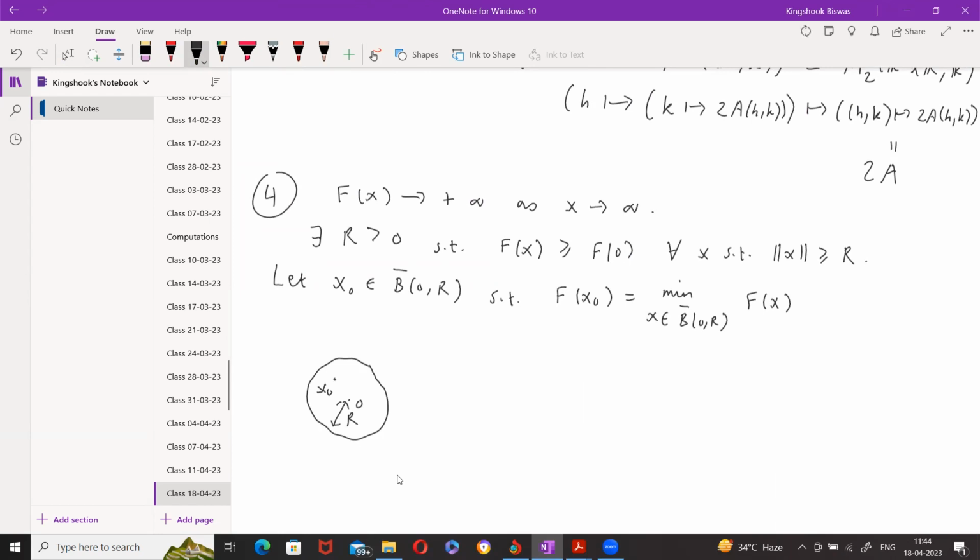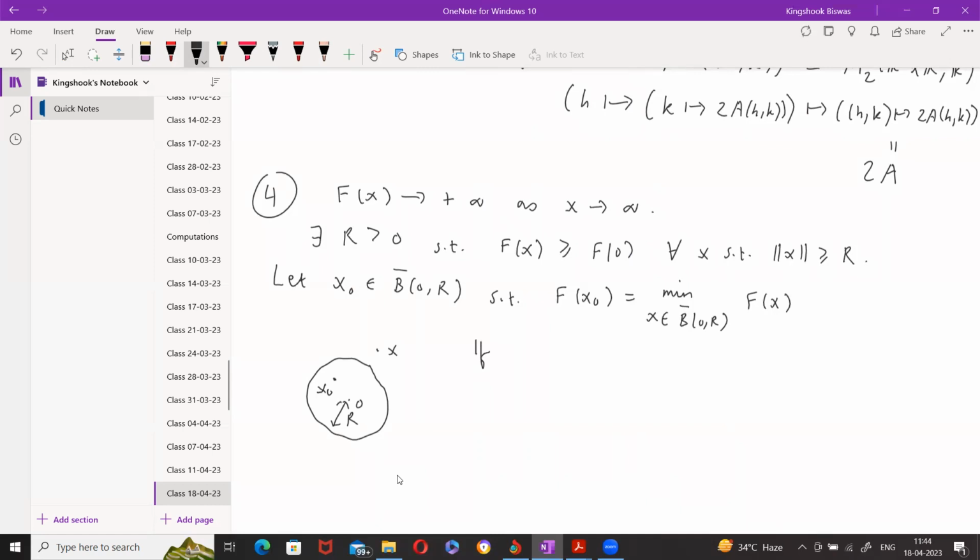So the value of f at x naught is less than or equal to all the values inside this ball. And if I go outside the ball, then f of x is bigger than f of 0, which is bigger than f of x naught. Therefore, f of x naught is less than or equal to f of x for all x. Is this clear?